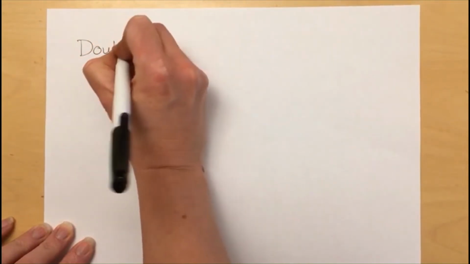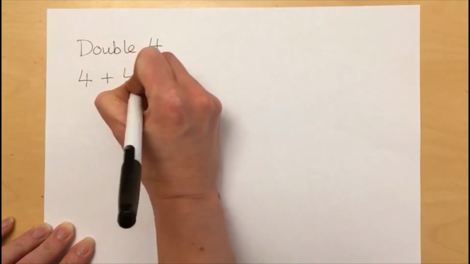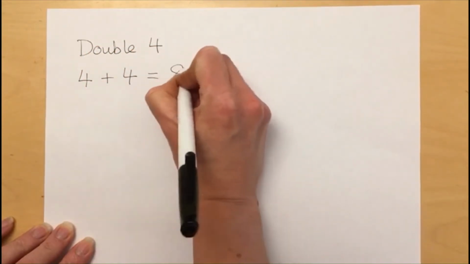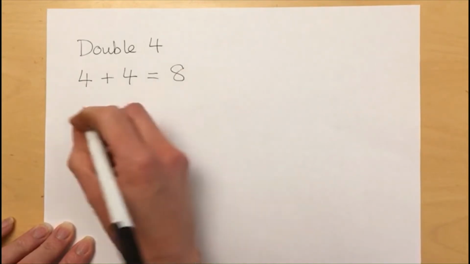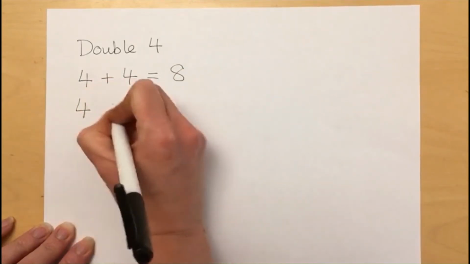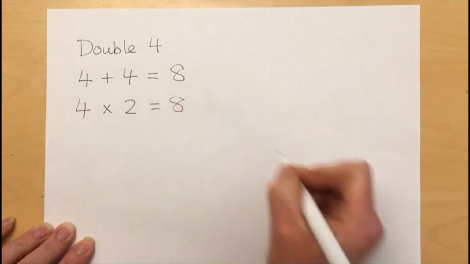We can also double a number by multiplying it by 2. So we know that if we double 4, as we've just found out, we would say 4 plus 4 equals 8. But if we are doubling by multiplying by 2, we would say 4 times 2 equals 8.